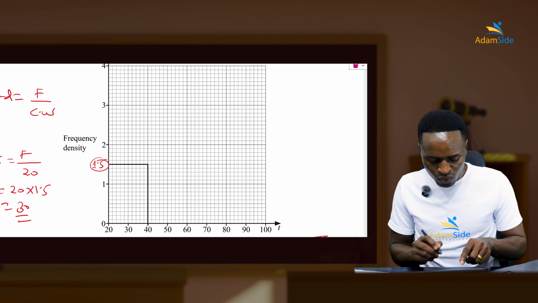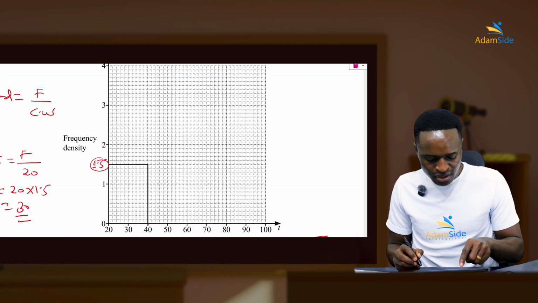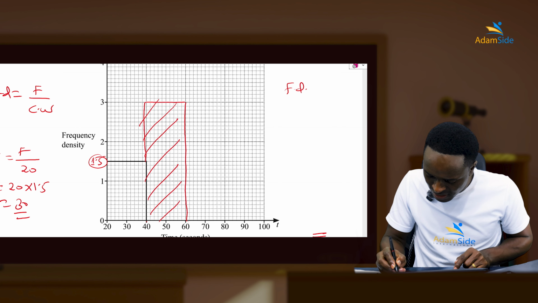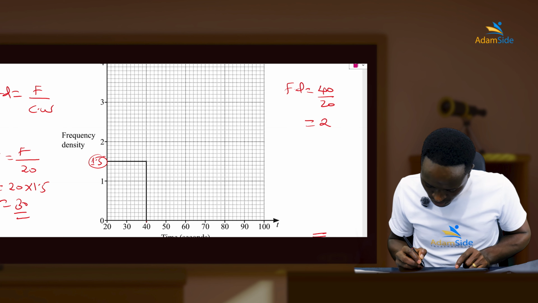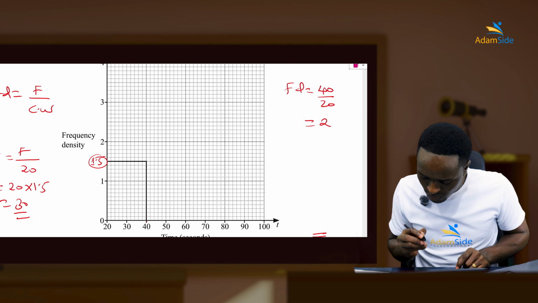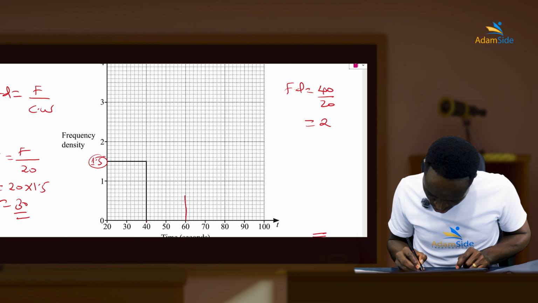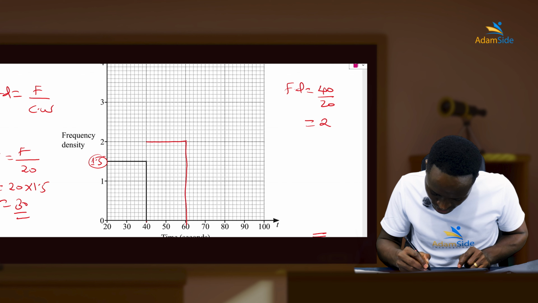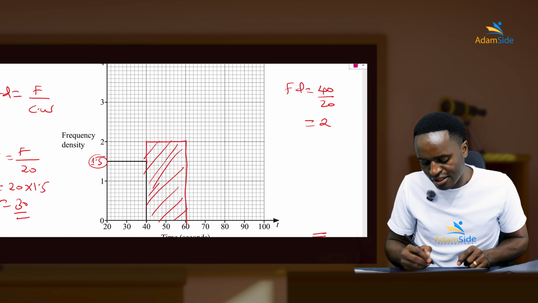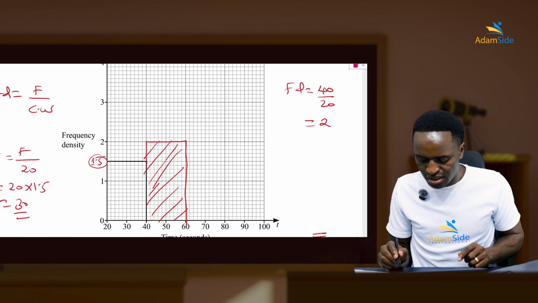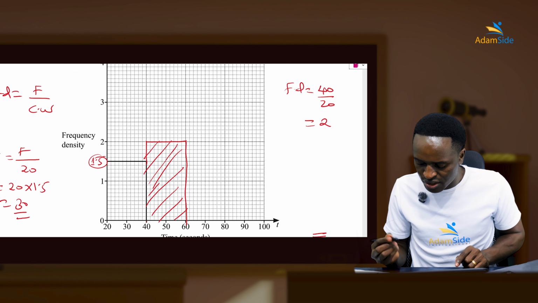For us to find the frequency density, we just take the frequency divided by the class width, which is 20. So for the frequency of 40, divided by the class width of 20, you get 2. Therefore, you get 2. Correct. You draw up to 2. So here we apply the knowledge: we take our frequency divided by the class width. Our frequency is 40 and the class width is 20, so you divide and you get your answer.